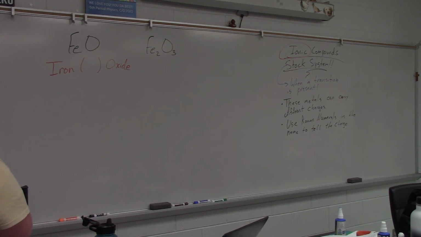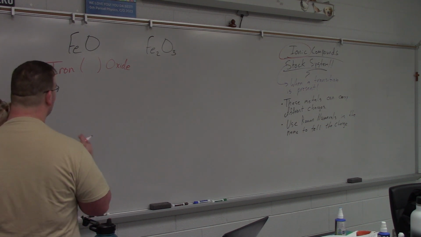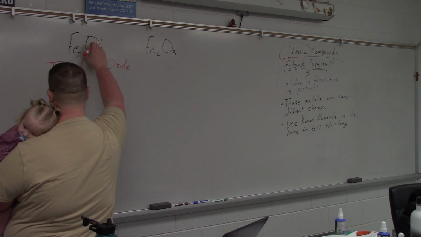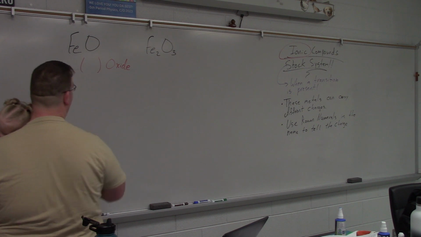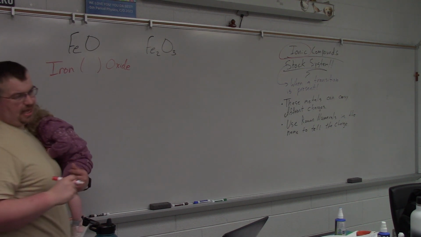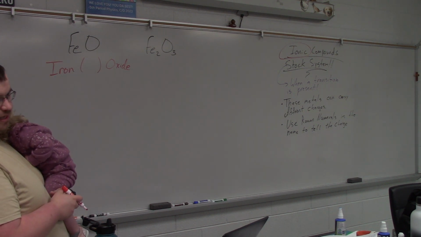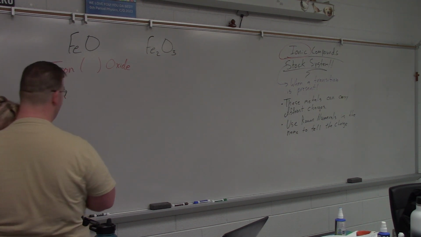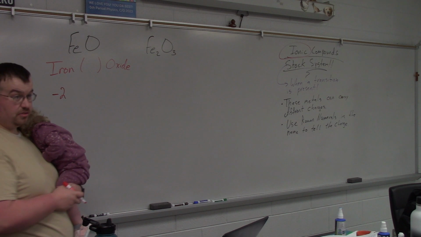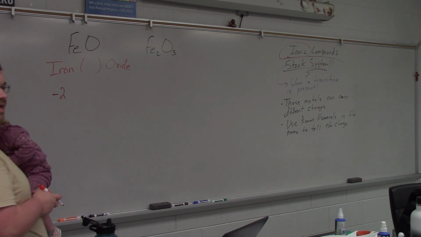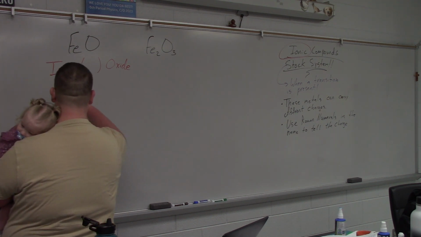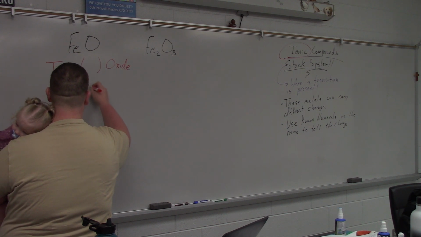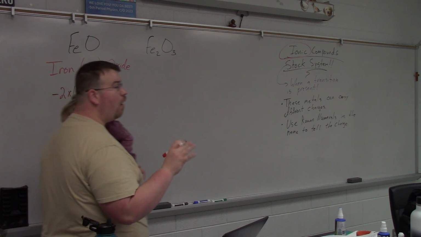Alright, so the iron oxide. We have to find the charge. Here's the key. Look at the anion. So I have oxide. What's the charge on oxide? 2 minus. So a -2, right? That's the charge on the oxide. How many oxides do I have? One. Multiply it by 1, so -2. That's the overall negative charge.